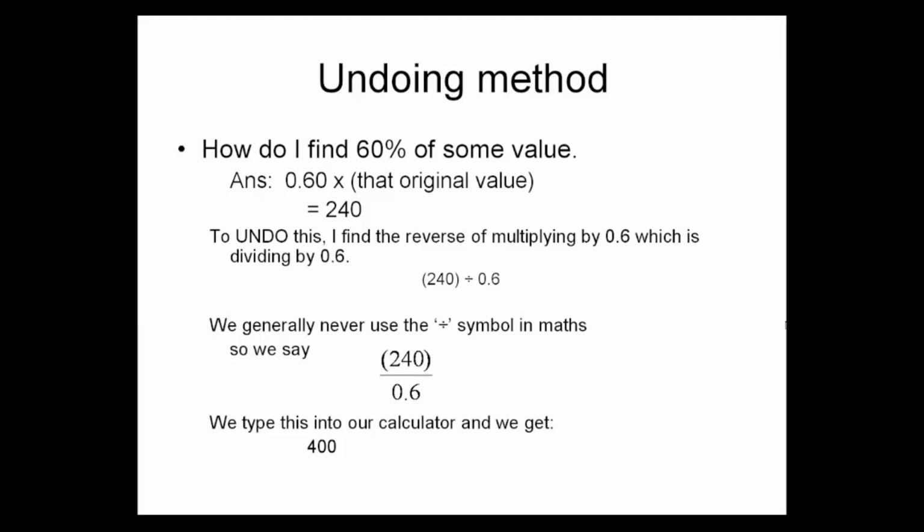If I multiply by 0.6 to find my answer, and that is what I do, then to undo that, you will divide by 0.6. But have a look at the questions. Think to yourself, how do I find the answer if I was doing it? And then how do I undo that to get back to the original value? So to find 60%, I multiply by 0.6. To undo that, I divide by 0.6.